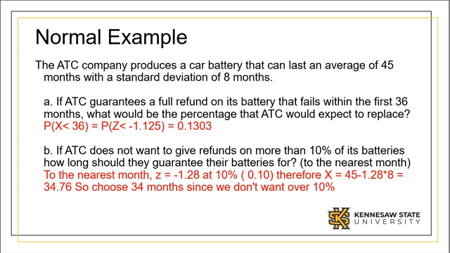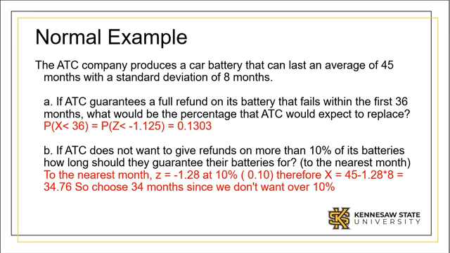Let's consider this example. On part A, first convert 36 to a z-score using the given mean and standard deviation. The z-score will be negative 1.125. We can then find the area to the left of 36. This is the same as the area to the left of negative 1.125. Using technology, we arrive at 0.1303.